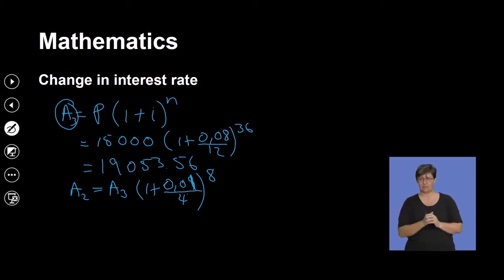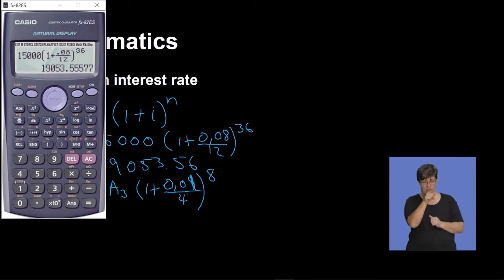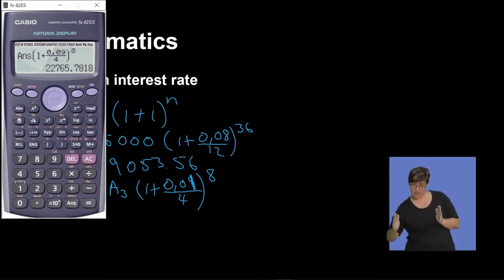And then if I go back to my calculator, remember that's still my answer. So I'm just going to say answer, open bracket, 1 plus 0.09 over 4, and this will be raised to an exponent of 8. And then, you see, at the end of the duration, Sibusiso will have that amount. But now let me show you something that's interesting that you can do here.